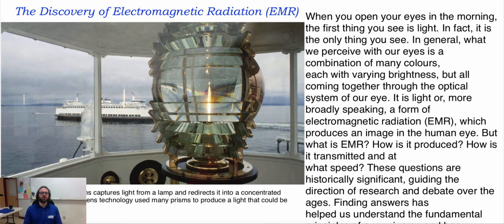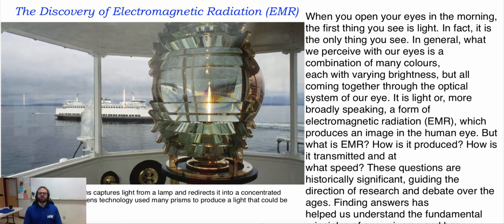In general, what we perceive with our eyes is a combination of many colors, each with varying brightness, but all coming together through the optical system of our eye. It is light, or more broadly speaking, a form of electromagnetic radiation, which produces an image in the human eye. But what is electromagnetic radiation? How is it produced? How is it transmitted, and at what speed is it transmitted?